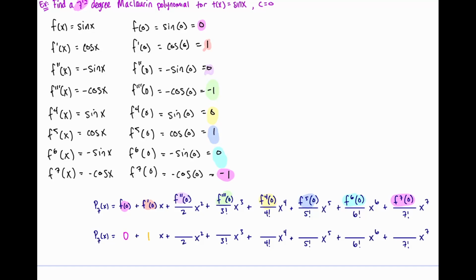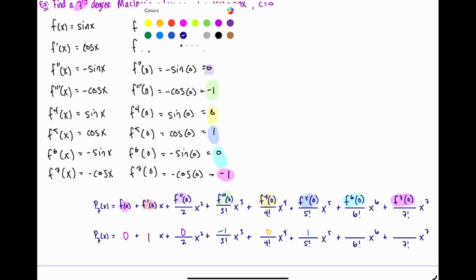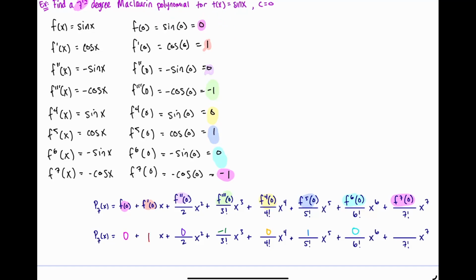This next one is 1. The next one is 0. The next one is -1. The next one is 0. The next one is what? 1. And then we have a teal color. Good luck getting the teal color down. Teal. The next one is, where's my teal? 0. Good thing I did that one. And then my last one is -1.